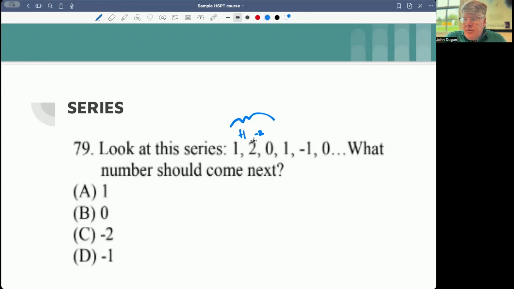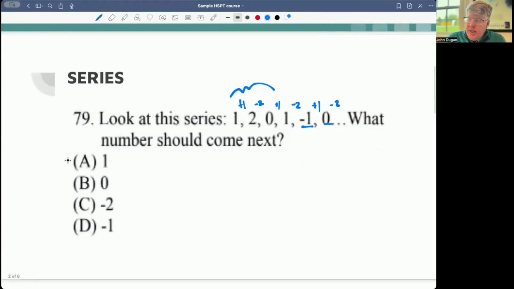So add one, subtract two. Add one, plus one, subtract two. And then we're at add one, right? To get from -1 to 0, we added one. Now we're at subtract two, so the answer would be -2. The other way you could go wrong here would be to add one. So we would consider A the attractor, with C being the answer. Most of that work is done in your head, getting used to the patterns.